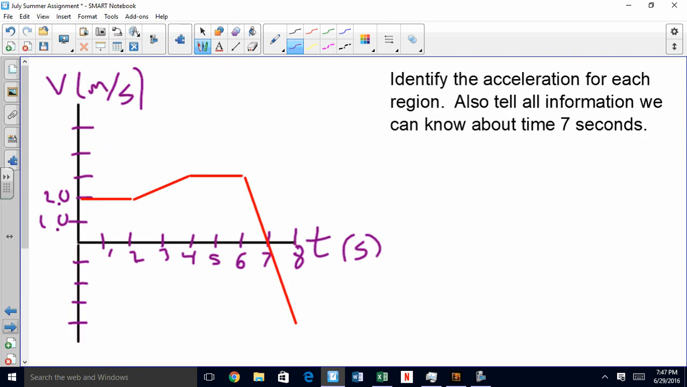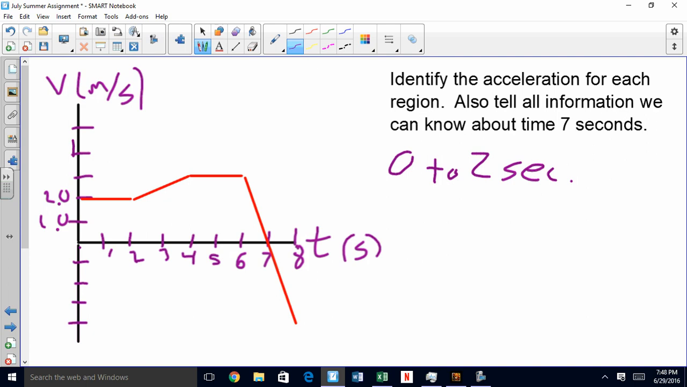All right, and one more graph for us to look at in this part, and then I'll create a second one later. So this says identify the acceleration for each region. Now we do have numbers. Also tell all information we can tell at 7 seconds. So let's look at each region first. If I'm looking at 0 to 2 seconds, looking at that region, now we have velocity on the y-axis.